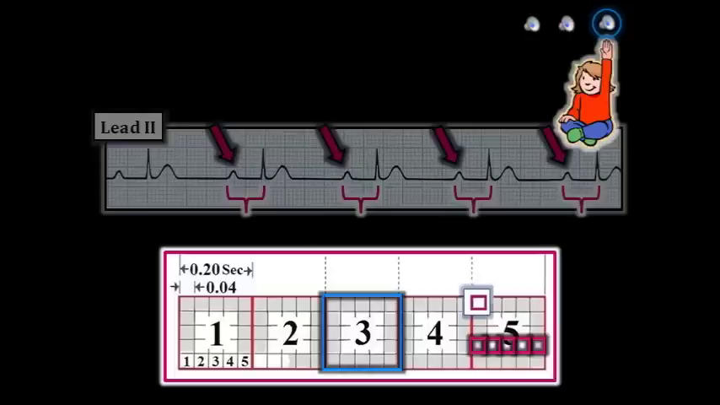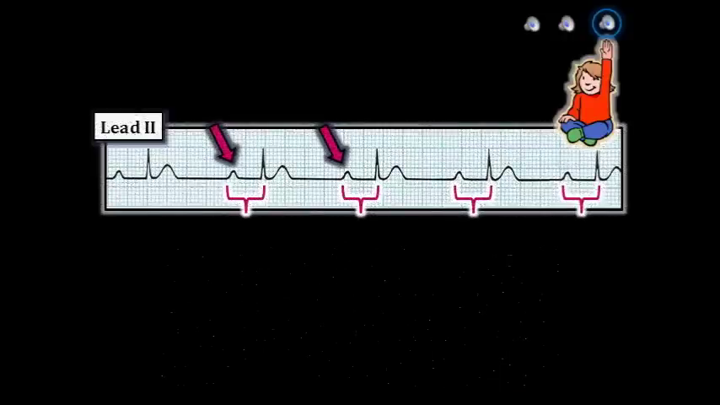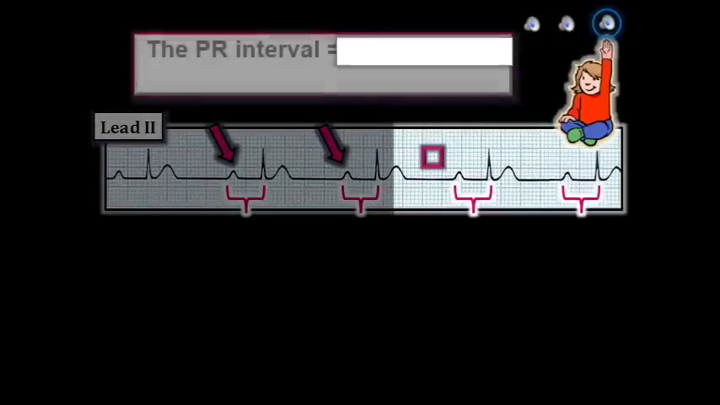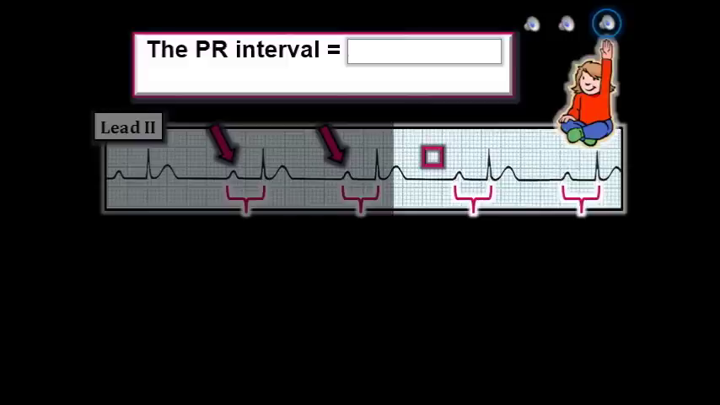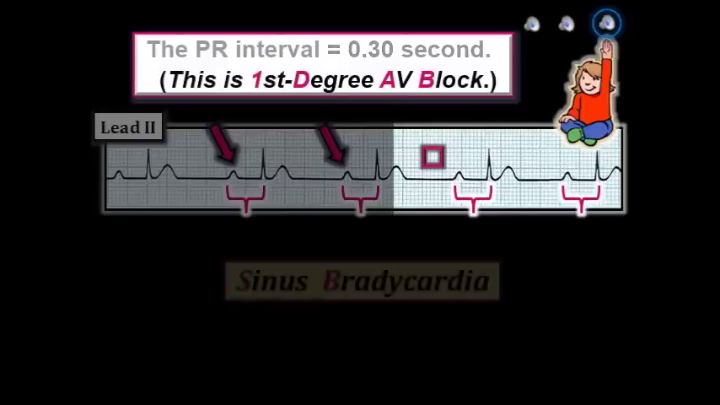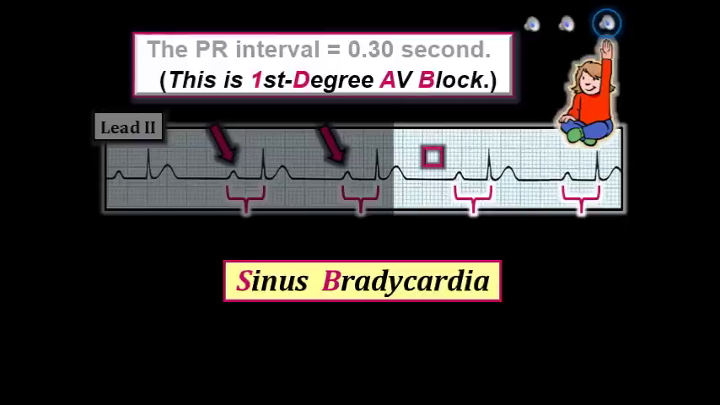This is convenient because it allows us to tell at a glance if the PR interval is normal or long. The PR interval is long if it is more than one large box in duration. We call this first-degree AV block. Looking at this case, this is one large box on ECG grid paper. The PR interval is clearly longer than one large box for this rhythm. We estimate the PR interval to be about 0.30 second. Therefore, this is first-degree AV block. The complete interpretation for this rhythm is sinus bradycardia with first-degree AV block.